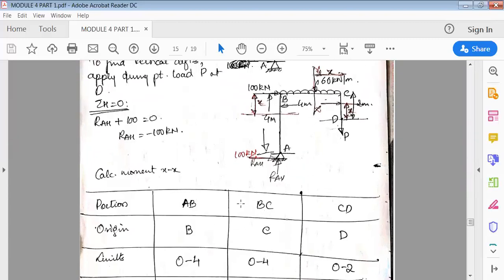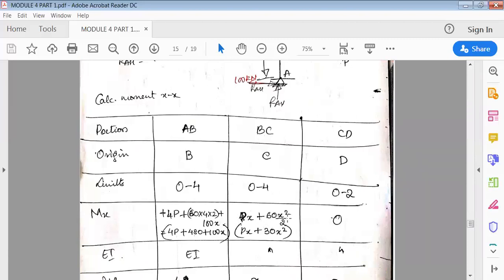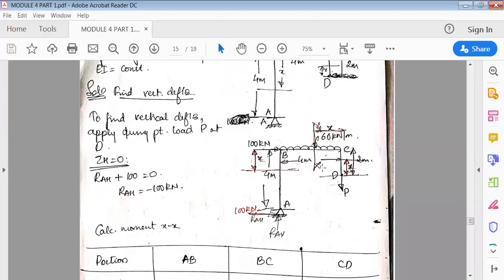Next, similarly go for section BC. In section BC, I'll cut the section here. Again I'll see to the right side of the section. To the right side of the section, again there is P into x. Next, 60 into x by 2. P into x, 60 into x into x by 2. Solve this, then it is Px plus 30x squared. Okay, next, in section CD. If I cut the section, it is like this. x is this distance.